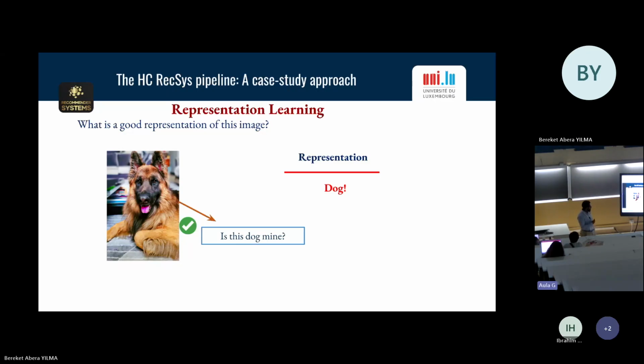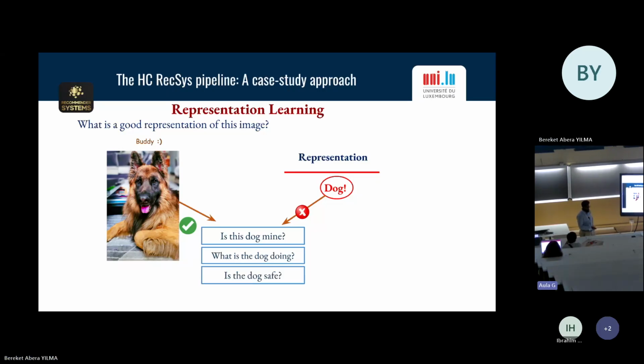If you look at the image only, without the representation, can you answer the question, is this dog mine? I can answer looking at the image because this is my dog. His name is Buddy. But if you look at the representation only, which is "dog", can you answer this question? We can't. So this gives us an idea of what kind of representation we want from the data. What is the dog doing? Looking at the image, I can answer, but looking at the text, I cannot.